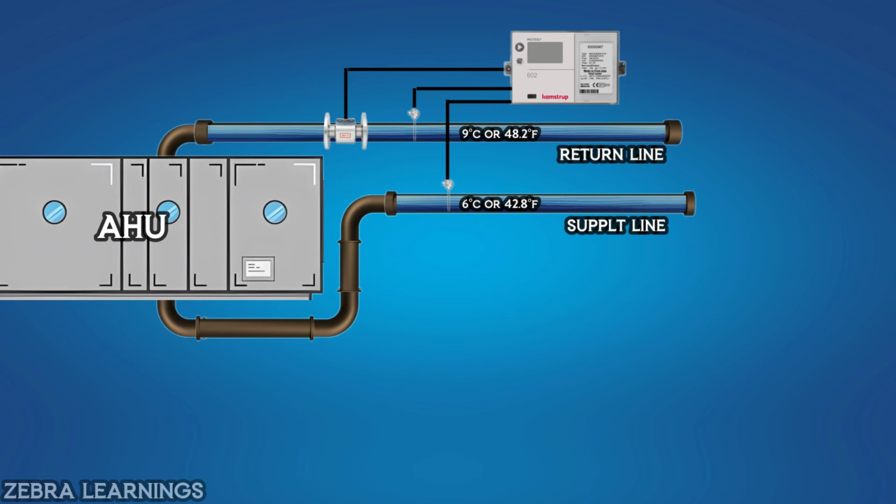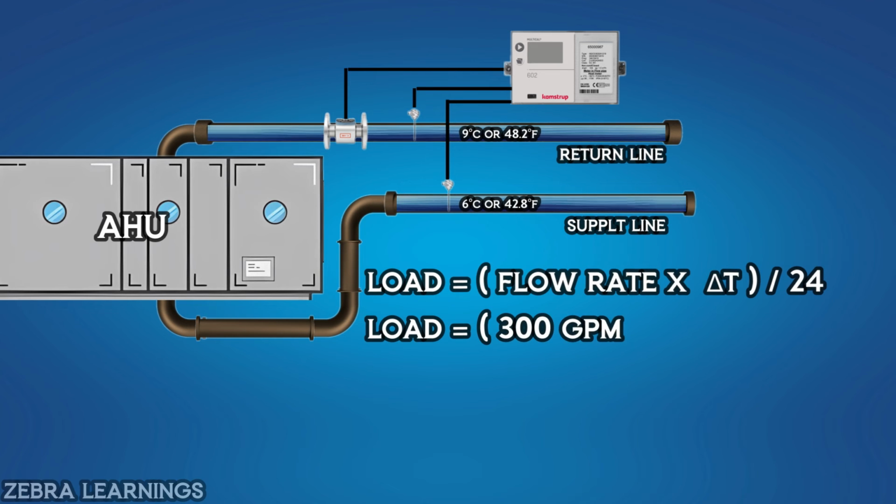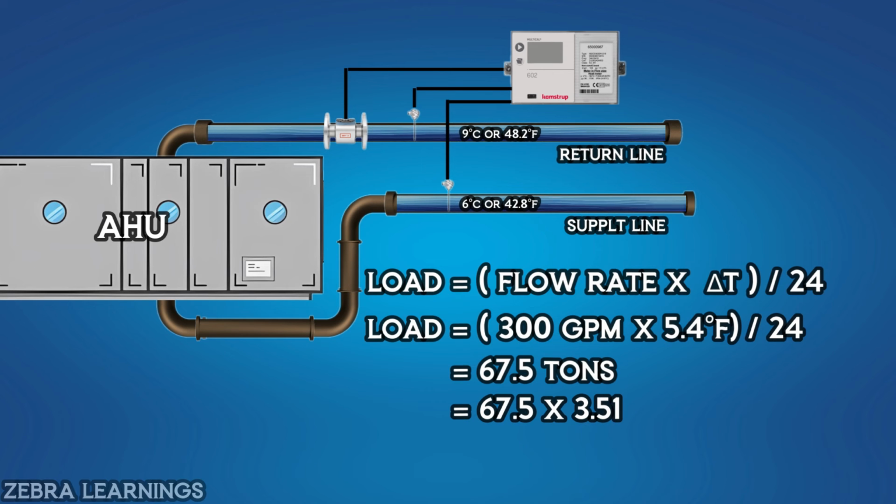Let's use these values in the formula. Load is equal to flow rate 300 gallons per minute multiply delta T, 48.2 degrees Fahrenheit minus 42.8 degrees Fahrenheit, which is equal to 5.4 degrees Fahrenheit, divided by 24, which is equal to 67.5 tons. When we multiply this value by 3.51, we get 236.92 kilowatt hour value in BTU meter. We will give this billing to Office 2.